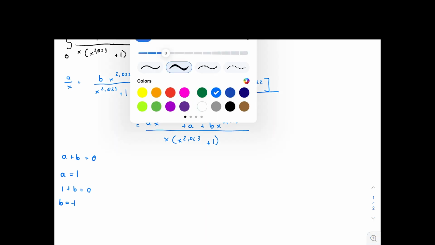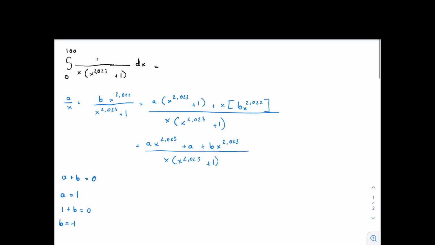Now, this allows us to rewrite this integral as the integral from 0 to 100 of 1 over x minus x to the 2022 over x to the 2023 plus 1 dx.